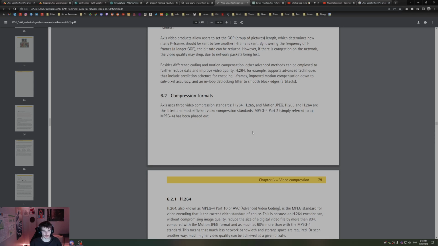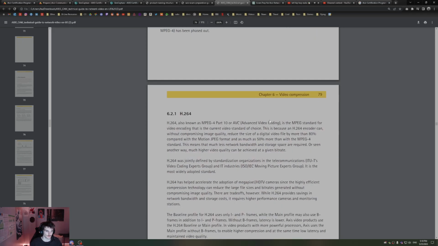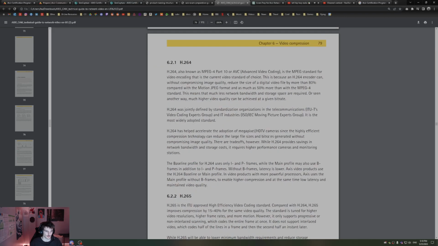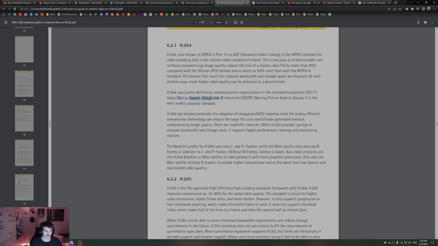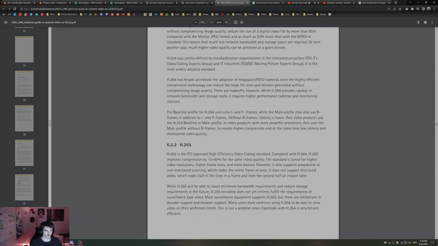Access uses 3 video compression standards, H.264, H.265, and then motion JPEG. H.265 and 264 are the latest, most efficient. So this is the most widely adopted standard for video compression, H.264. You may have seen it a lot using like VLC media player.